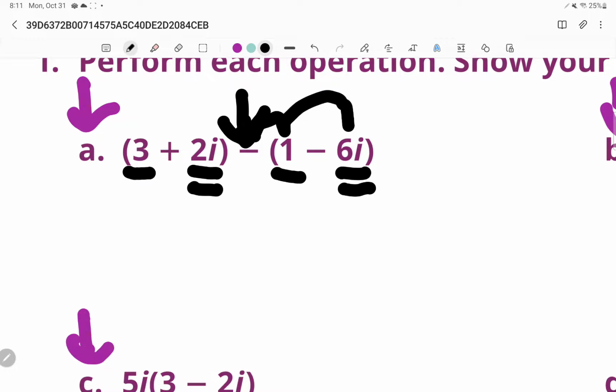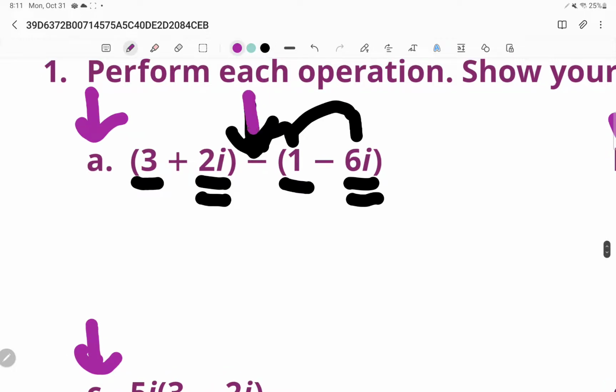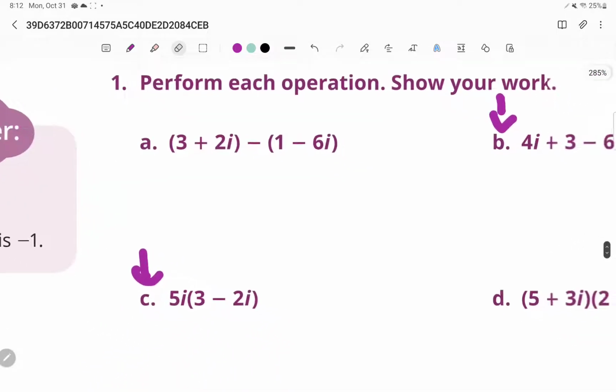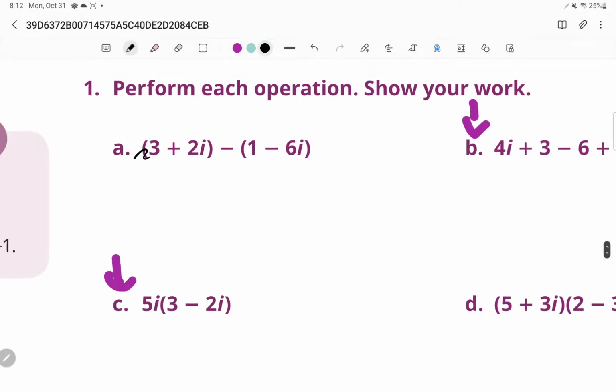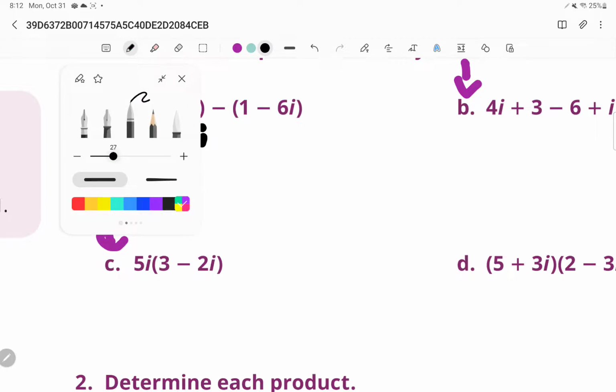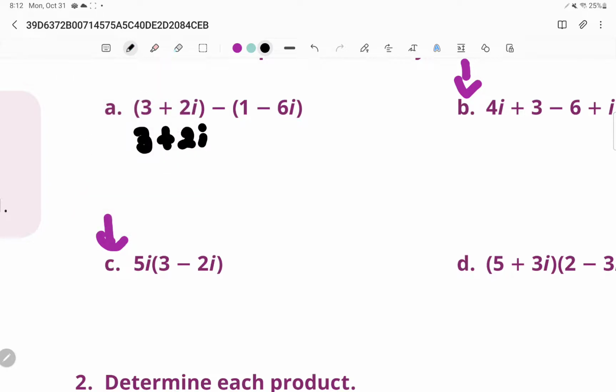If you have parentheses and you have a negative next to it, like we do here, then you're going to do the following. Let me erase all this nonsense. All right, here we go. I'm going to rewrite my problem. So let's make this black. I'm going to rewrite the first one, it's 3 plus 2i. Let me make this skinnier because it's not really working right now. Okay, so 3 plus 2i.